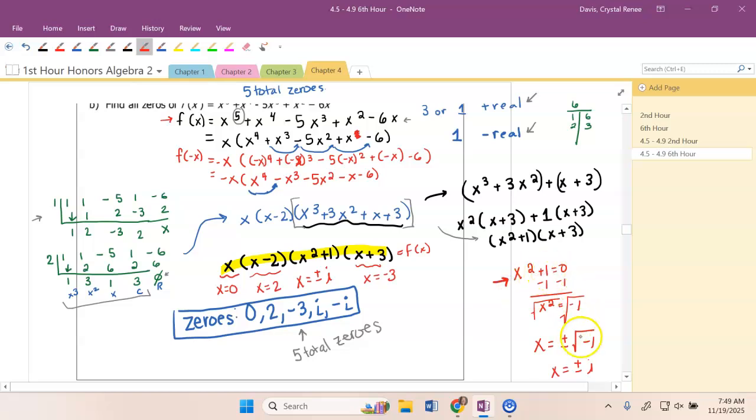If I set that equal to 0 and solve, I get plus or minus i. So I wrote them all out right here, and notice I do have the 5 total zeros. So hopefully this is what you got.